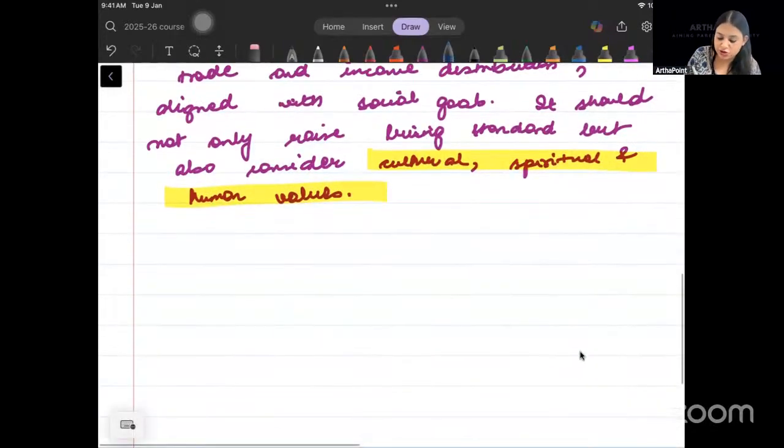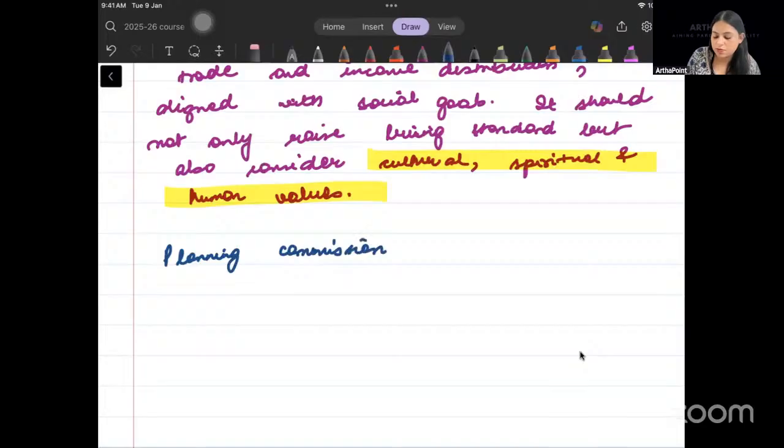Next definition. According to Planning Commission of India, 1950.